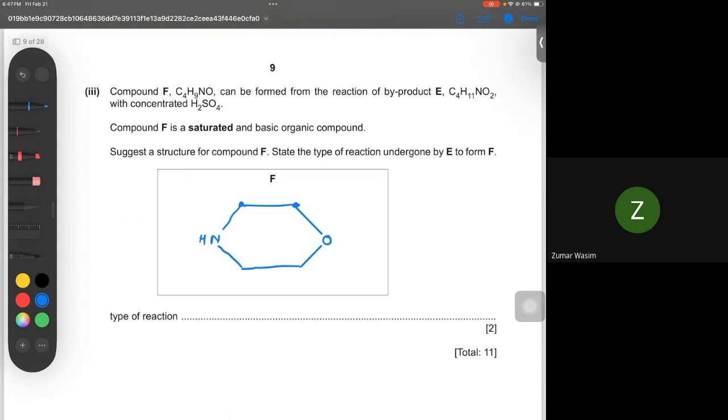It has a single covalent bond, and it's basic. Why? Because it contains nitrogen and it has a lone pair of electrons. It can give its lone pair of electrons, and that's the definition of a base. A base is an electron pair donor. That's it. So what is the type of reaction? It's dehydration. When water is removed, as a result, this product is formed. That's it. Okay.